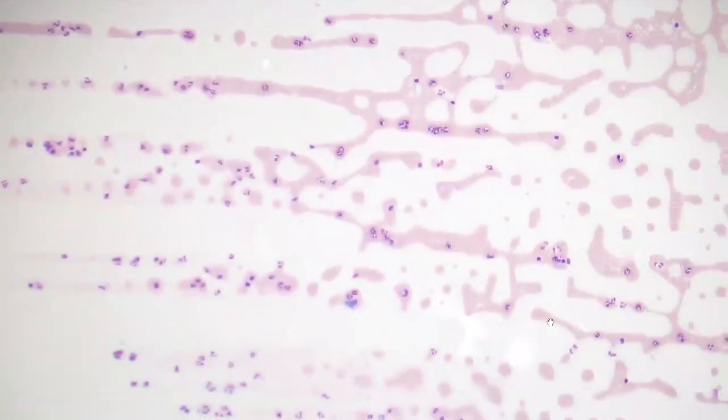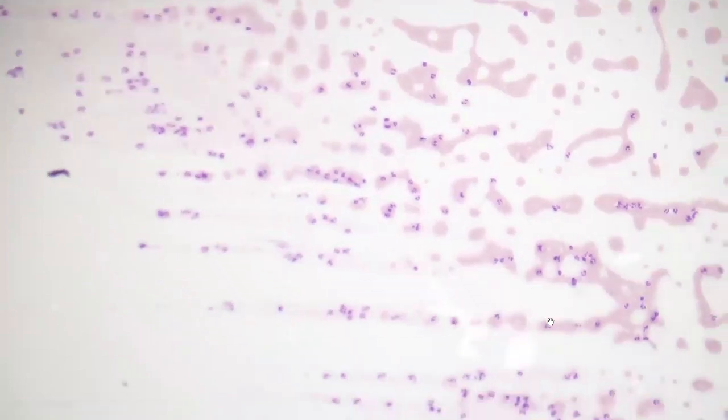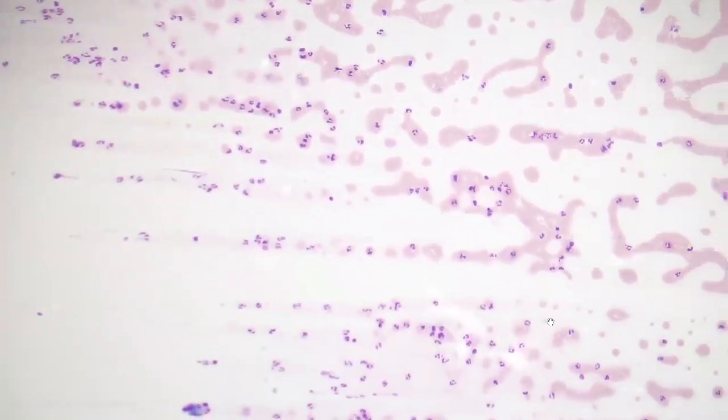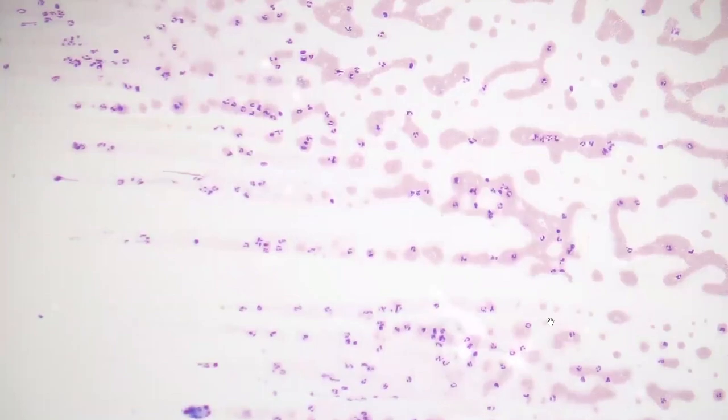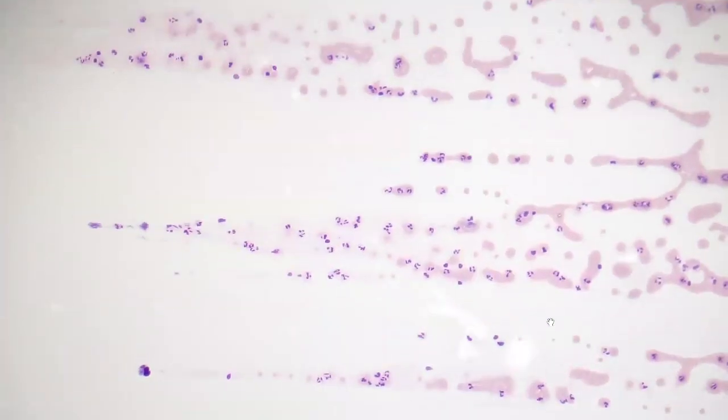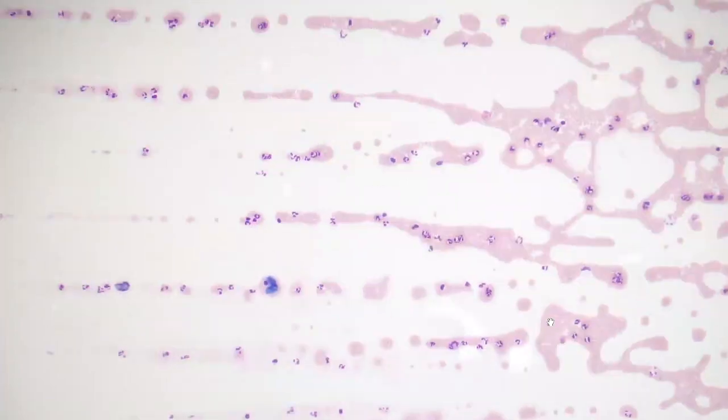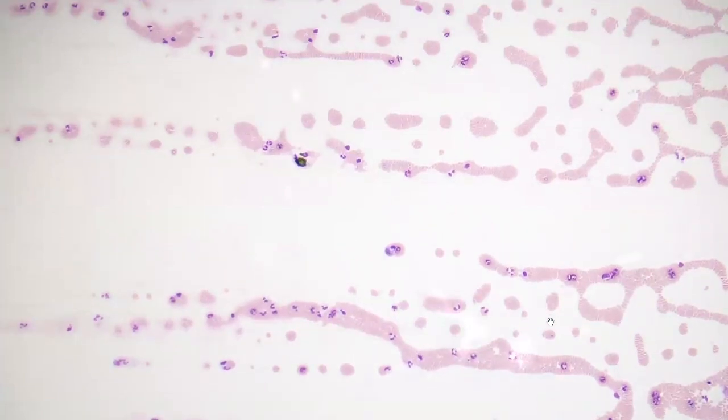This is also a good place to look for blasts if you're concerned about a leukemic picture or a leukoerythroblastic picture. So we do a quick scan of the feathered edge just to make sure we don't miss anything. Other things that can be seen out here are larger organisms, even worms, and tumor cells, carcinoma cells, neuroblastoma cells. So it's always good to look at the feathered edge just to make sure you're not missing something.